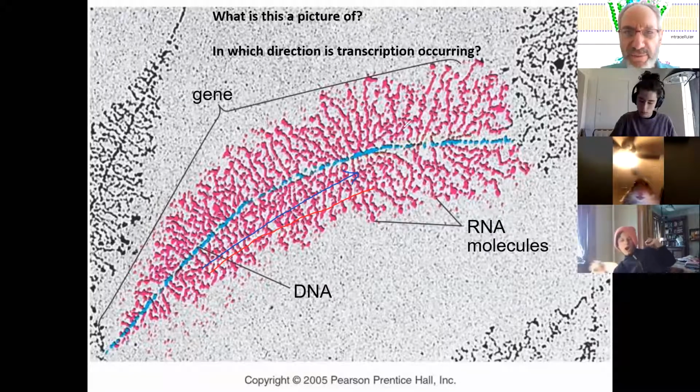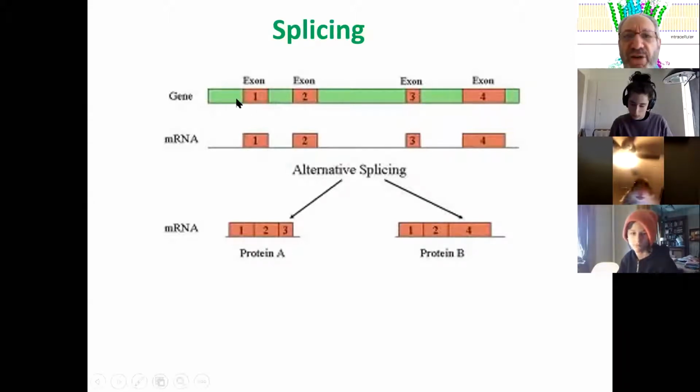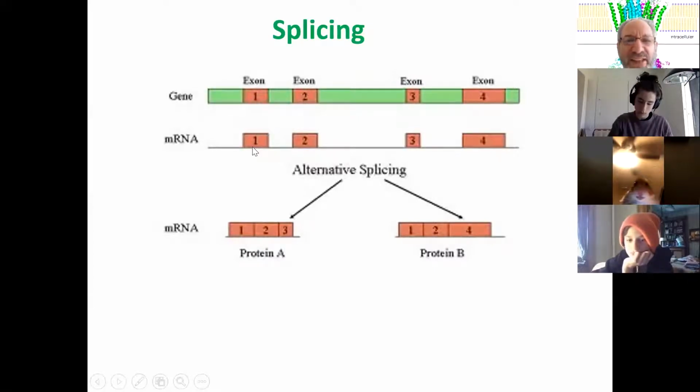The last point I wanted to make about this is that we have something called alternative splicing. I want you to look at this gene. Can you see the arrow now, by the way? Yes, I can. Good. So here is our gene, and here is our mRNA. What do we mean by the term alternative splicing? Take a look at this and tell me what we mean by the term alternative splicing.